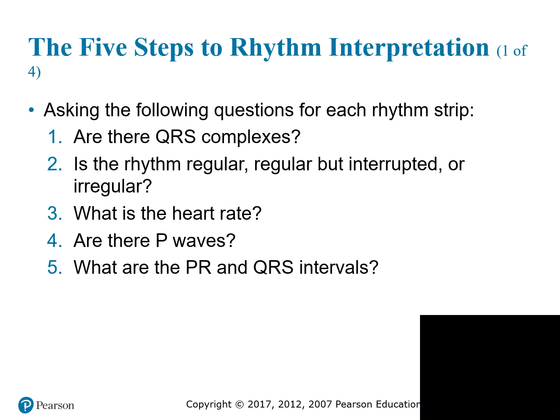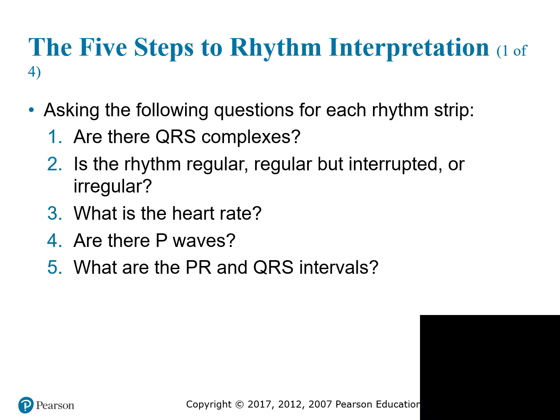Once we have established that we have QRSs, our next question we're going to ask ourselves while looking at a rhythm strip is, is this rhythm regular but interrupted, or is it irregular? That is very important to know. Once we figure out the regularity of that EKG strip, our next question is, what is the heart rate? And of course, as you know, we cannot base heart rate without regularity, because it forms different ways to calculate it, as we learned in chapter 5.